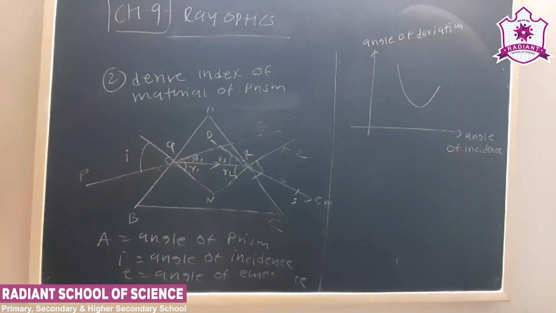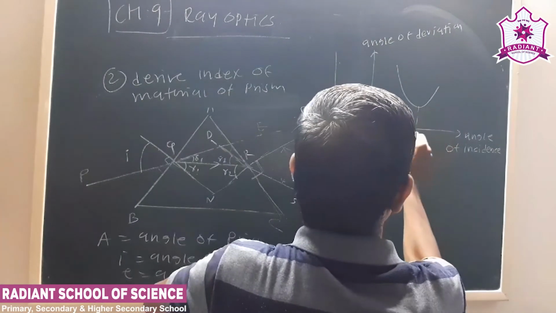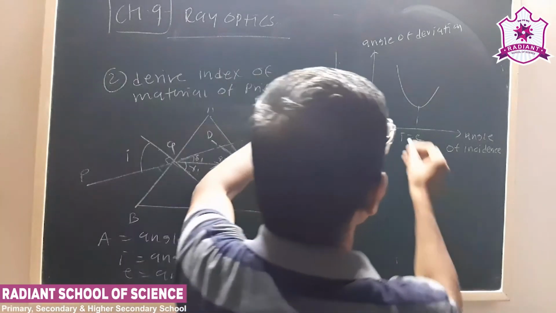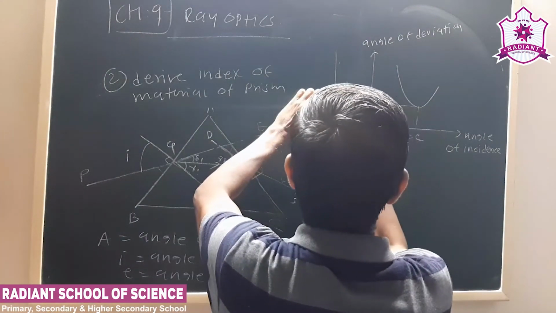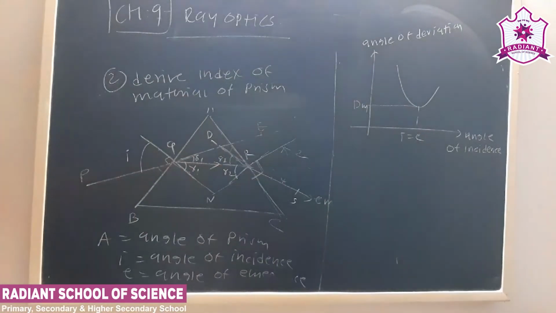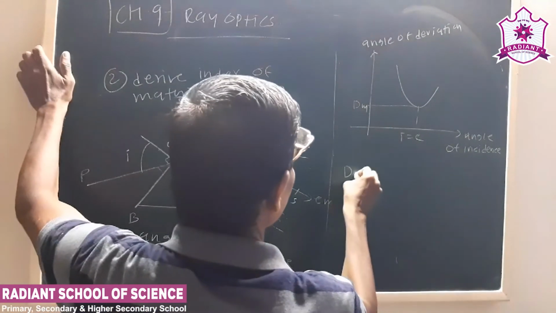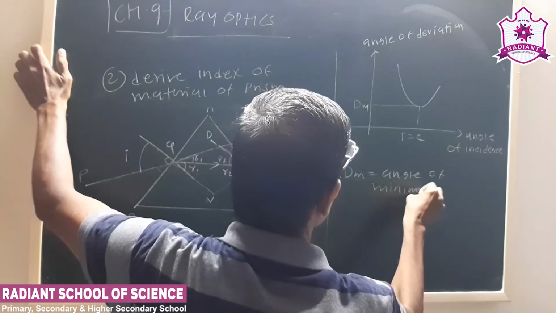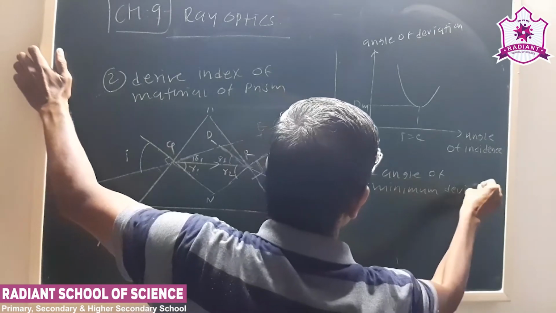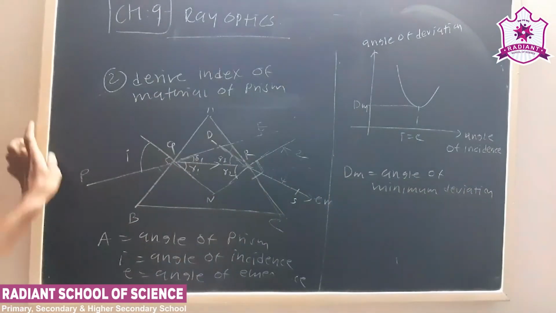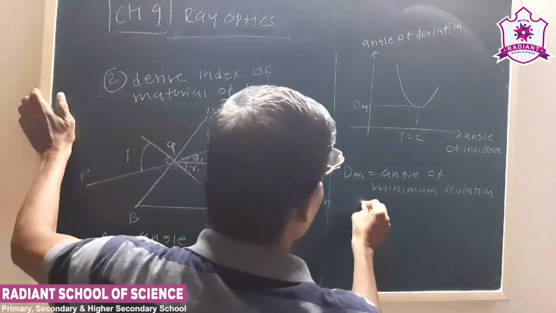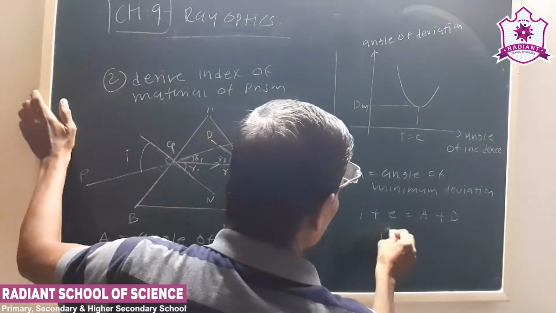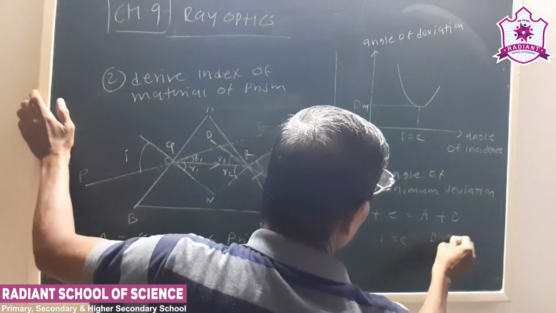Now the experiment shows that when i is equal to e, that is, angle of incidence is equal to angle of emergence, the angle of deviation becomes minimum. The angle of minimum deviation we call as dm. Okay, dm is the angle of minimum deviation. Now we come back to our equation i plus e is equal to A plus delta, or D.